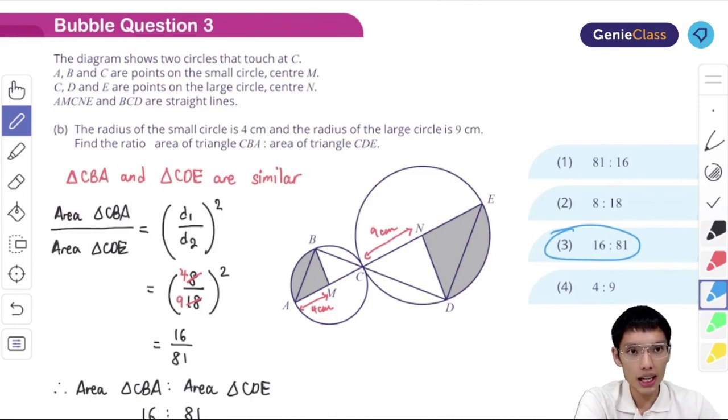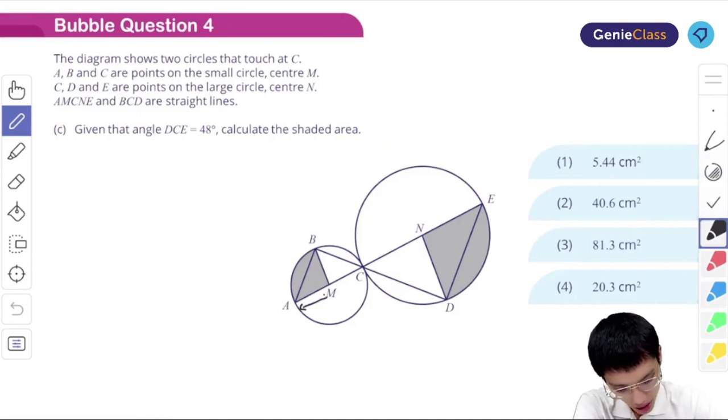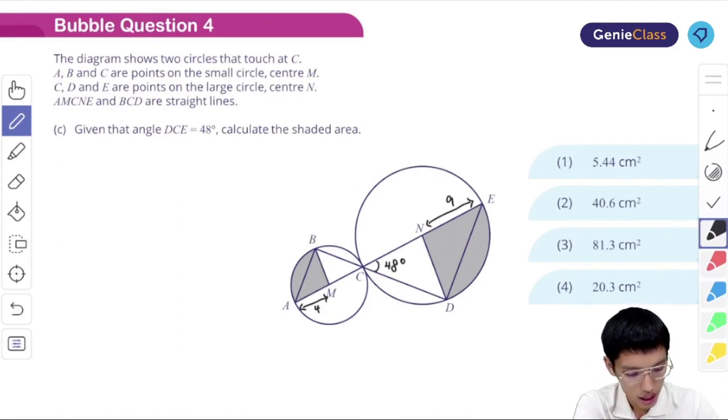Now next one, this is the harder one over here. I have, in this case, okay, I'm gonna label to you everything you need. This is 4. This is 9. And I'm going to tell you this is 48 degrees. Now, how are you actually going to solve for the shaded area?